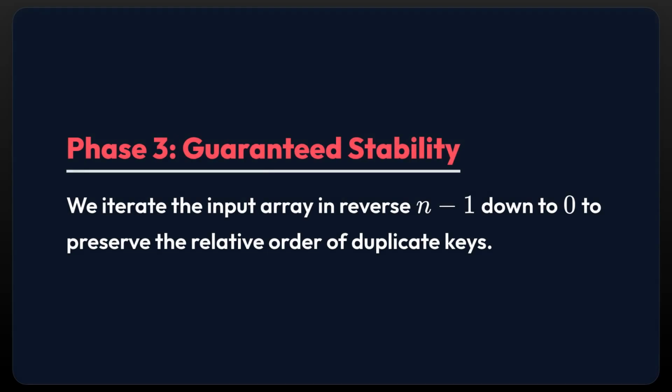The final phase is the placement. Crucially, we must iterate through the original input array in reverse order. Why reverse? This guarantees stability. When we encounter duplicate values, the reverse traversal ensures that the instance appearing later in the input is placed in the highest available slot for that value, preserving their original relative order.